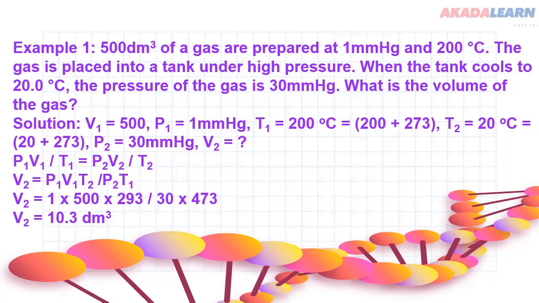So using the formula P1 V1 divided by T1 equals P2 V2 divided by T2. We make V2 the subject of the formula since that is the unknown. Then we input all the figures appropriately. After the evaluation, V2 is 10.3 dm cubed.